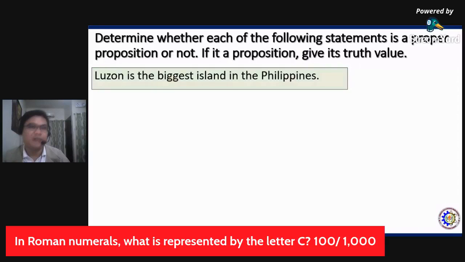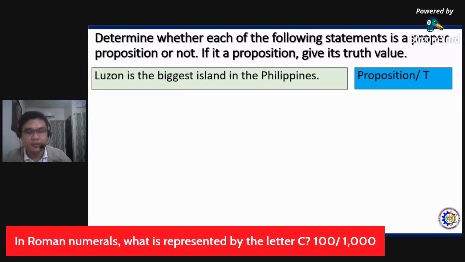So let's start. The first statement is: "Luzon is the biggest island in the Philippines." Is it a proposition or not? I give you a few seconds to answer for this given statement. Okay. The answer is, the given statement is a proposition and the truth value of it is true, of course. Luzon is the biggest island in the Philippines, followed by Mindanao.